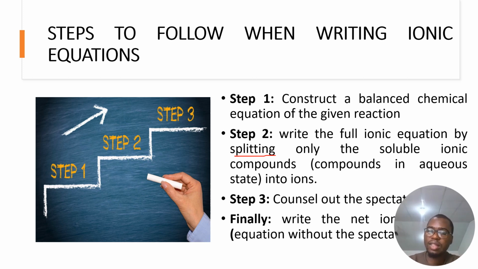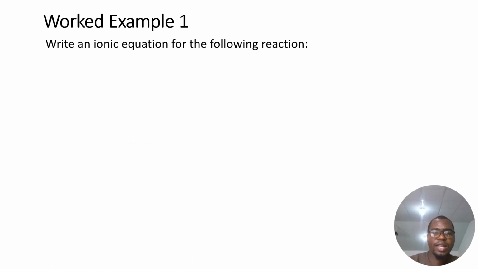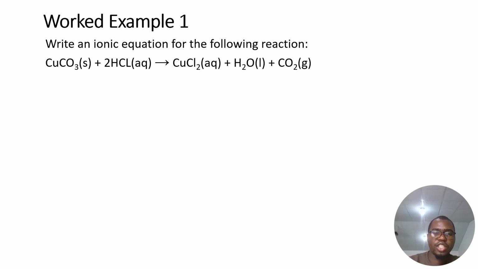Now, to understand this one, let me use 2 or 3 examples. If we go through those examples, I can assure you, you will never fail to ionize any equation no matter what. So let's dive right into it. Worked example 1. It is saying write an ionic equation for the following reaction. So the reaction is copper carbonate reacting with hydrochloric acid, giving us copper chloride, water, and carbon dioxide.